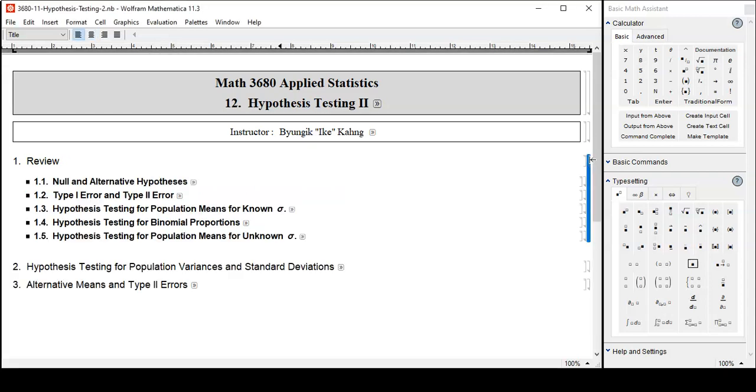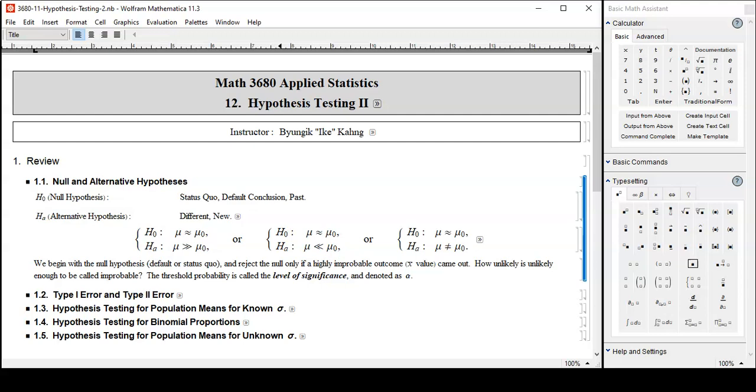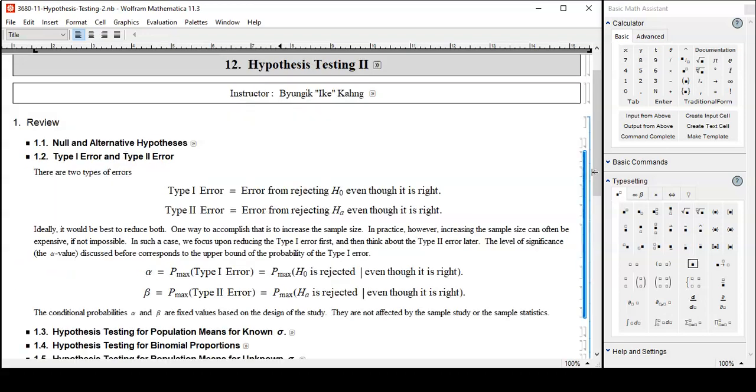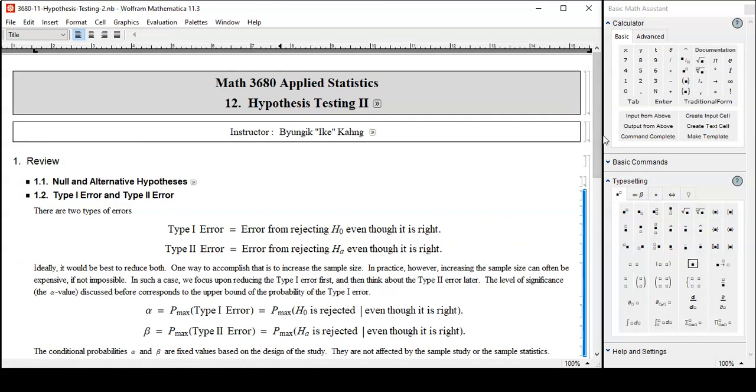Let's go back to section 1 of this notebook, which reviews lesson 11. Here's the mathematical structure of hypothesis testing: H0 and HA, null and alternative hypotheses. One and only one of them has to be right. Because of those, we can classify errors like this, type 1 error or type 2 error. As I said before, either H0 or HA must be right, and only one of them.